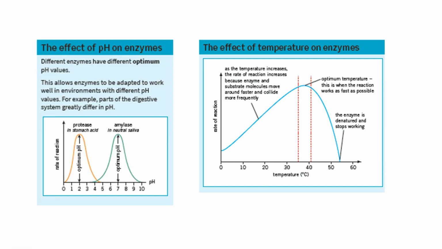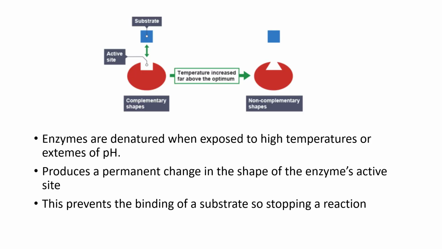pH is slightly different. The enzymes in the digestive system will only work well at certain pHs. So they have different optimum pH values. Usually, proteases that are found in the stomach have an optimum pH of around 2, whereas amylase, for example in the salivary gland, in the saliva in your mouth, is neutral at pH 7.